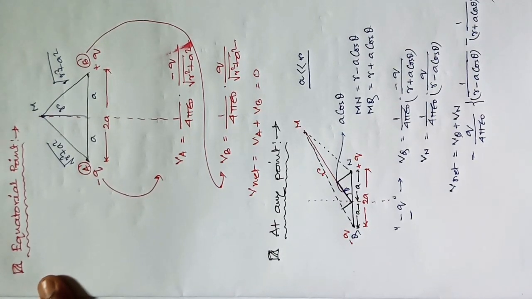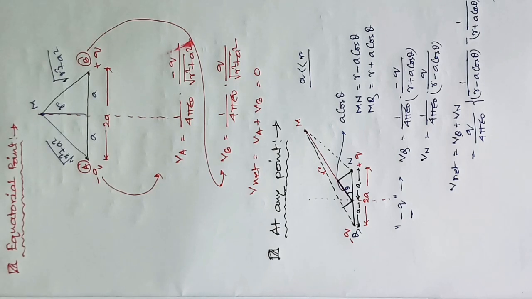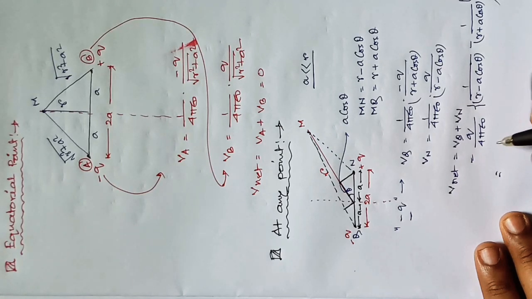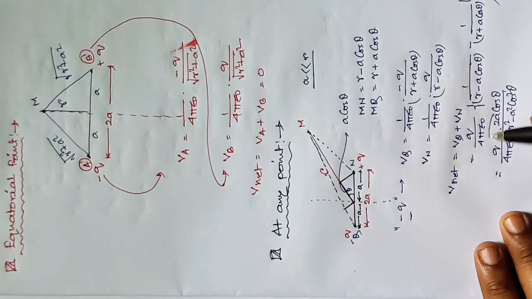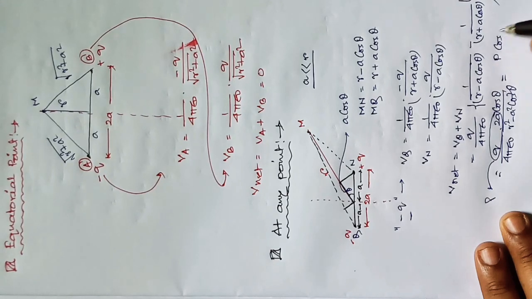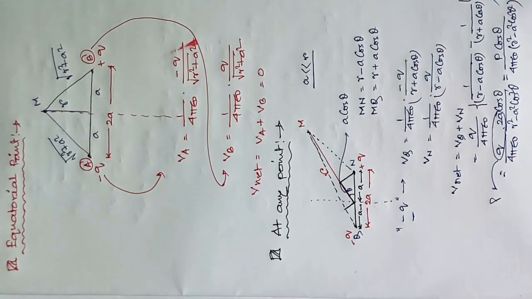Clear? So this will be the expression of this electric potential, and if we just solve it, then we will have q by 4 pi epsilon 0, 2a cos theta by r square minus a square cos square theta. Again 2aq, we have the electric dipole moment p, so we will have the final expression p cos theta by 4 pi epsilon 0 r square minus a square cos square theta. So this will be the expression of the electric potential due to the dipole at any point.